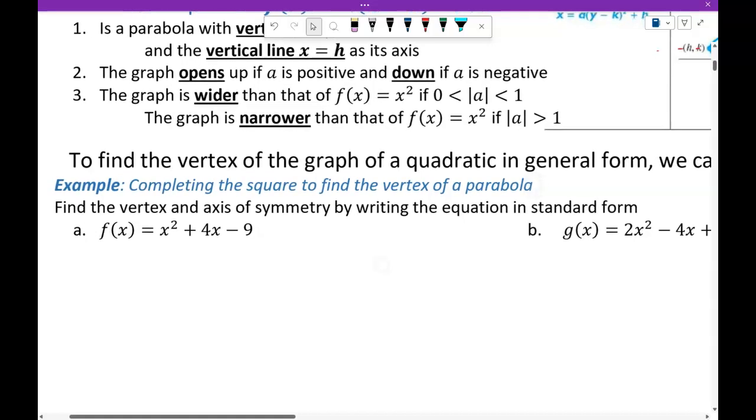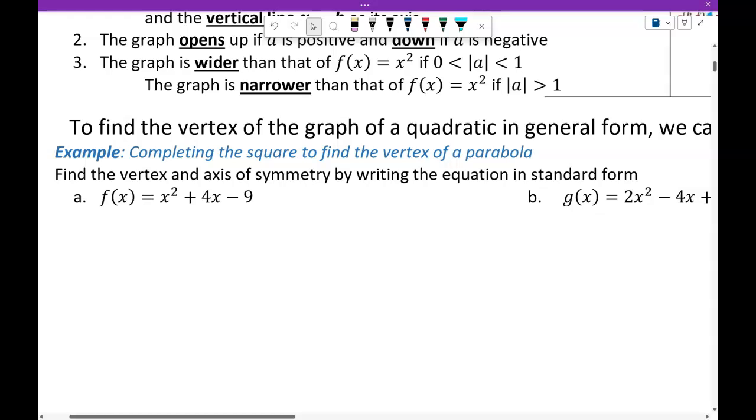Now, if we're given an equation in general form, what we can do is complete the square to find the formula in vertex form, so we can identify the vertex as well as the axis of symmetry. Now, there are a few different ways to complete the square. The method that I choose, I find easiest, especially when we start to apply it to other types of equations later on.